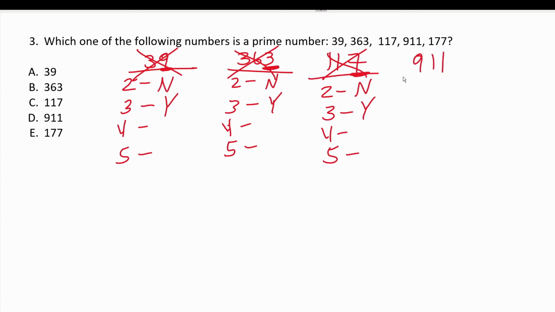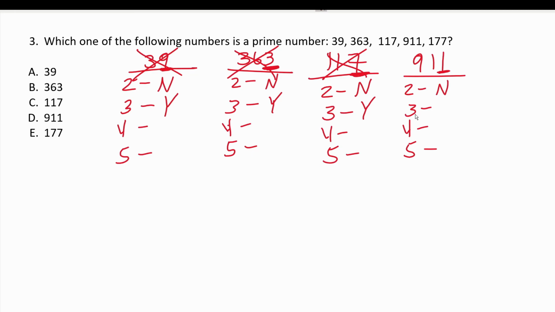What about 911? We're going to run our checks for 2, 3, 4, and 5. Let's start by checking to see if it's divisible by 2. We look at this last digit. If it's odd, it's not divisible by 2, and we can see it's 1. So this is not divisible by 2.